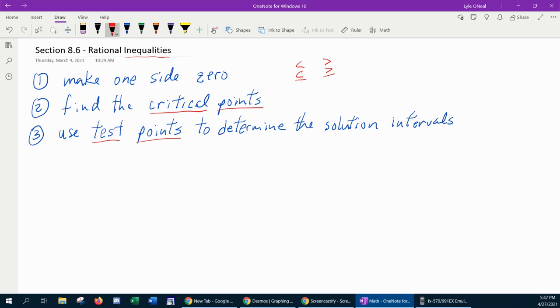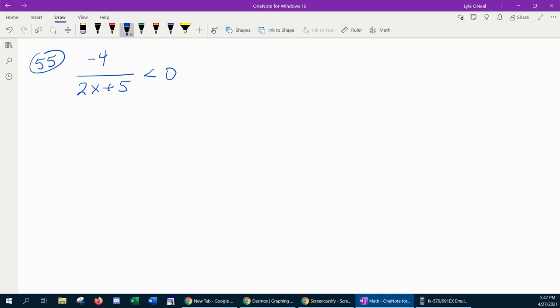And that's basically it. But to really get a firm grasp of what's going on, we need to look at some examples. Our first example we're going to look at is number 55. If we refer to the steps, remember I said the first step is to make one side zero. Notice that the right-hand side is already zero, so that's step number 1 accomplished.